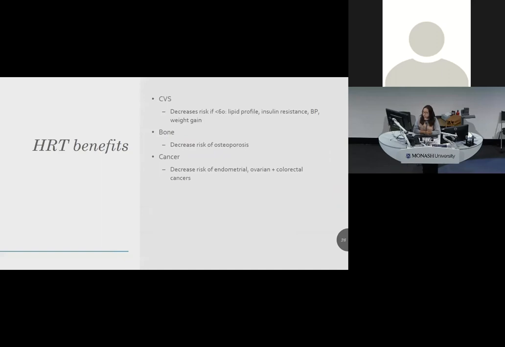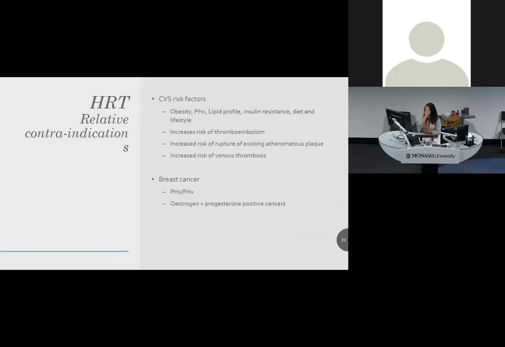And HRT will also decrease the risk of some cancers. So endometrial, ovarian, and colorectal cancers, it decreases the risk. In terms of relative contraindications, why people shouldn't be on HRT: things like being obese, having a past medical history of cardiovascular events, having a bad lipid profile already, insulin resistance, diet and lifestyle should all be concerning and make you think twice about prescribing HRT.